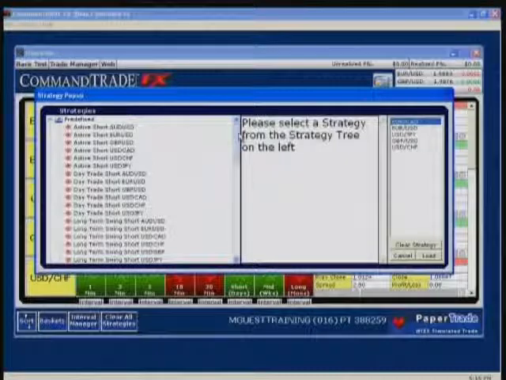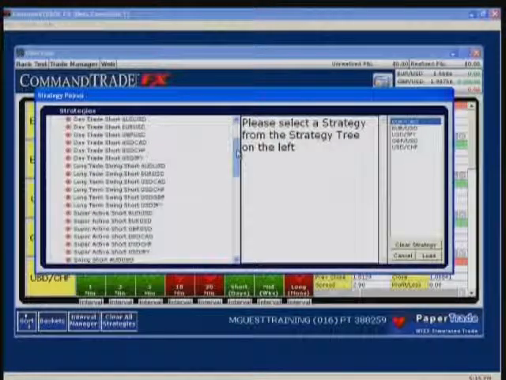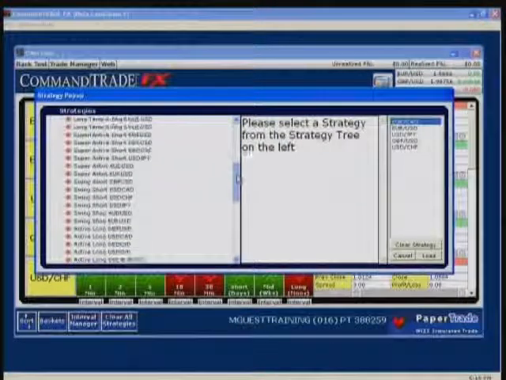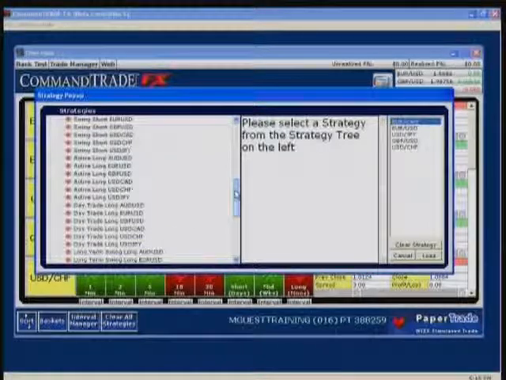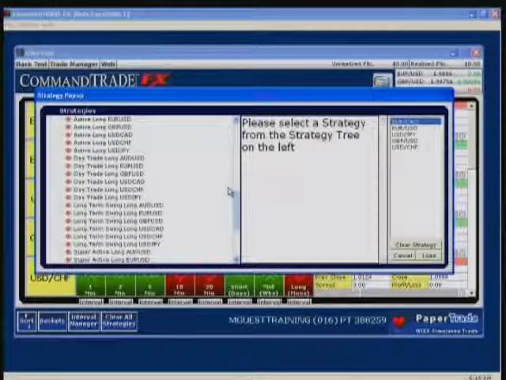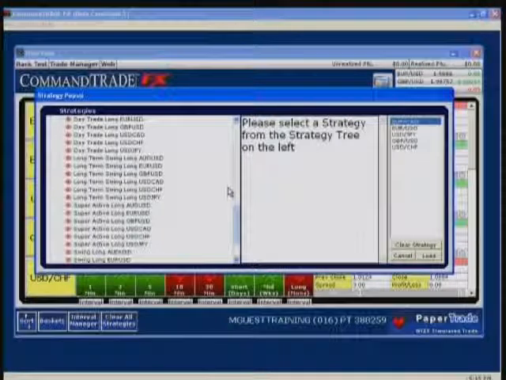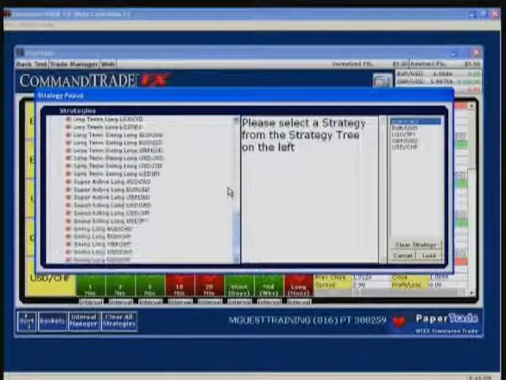Now the pair that I happen to be looking at is the euro Canadian, so I'm going to scroll through here, see if we can't find that, and we're going to select a strategy right about here. Again, a lot of strategies out there. Stop me if you see Euro Canadian. A lot of strategies to scroll through.